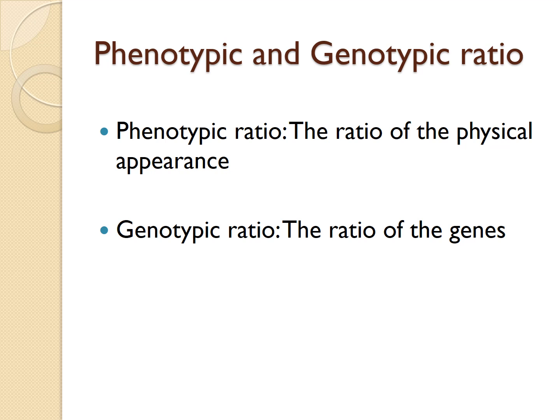Phenotypic ratio is the ratio of physical appearance. That is when you're talking about the ratio of a phenotype. That is why it's called phenotypic ratio. And genotypic ratio is the ratio of the genes or the ratio of the genotype. That is why it's called genotypic ratio.